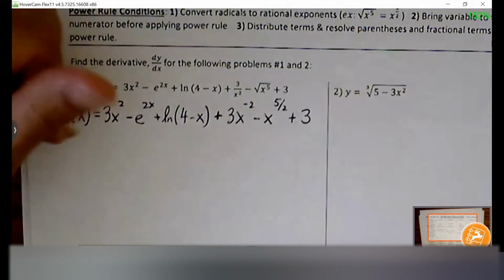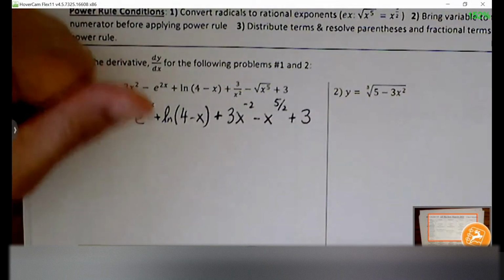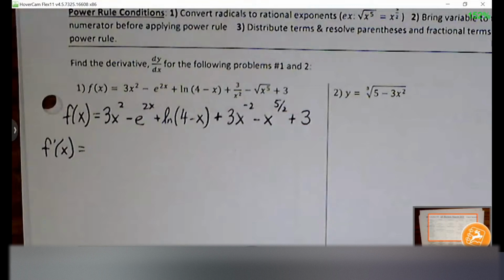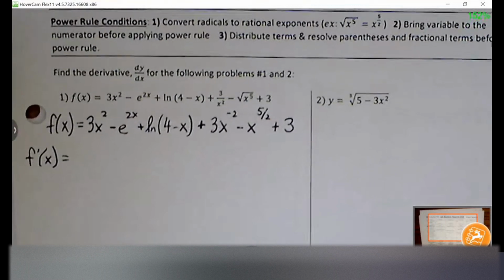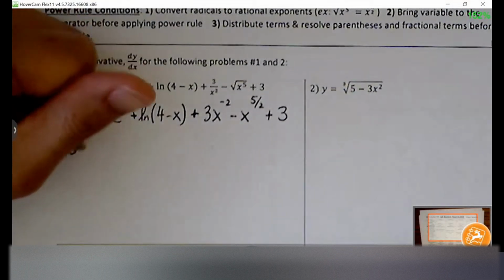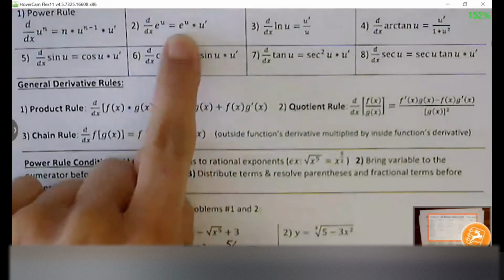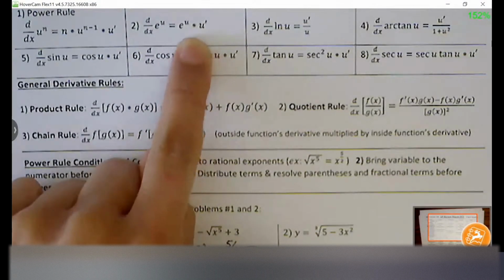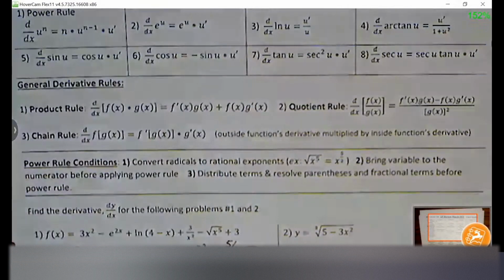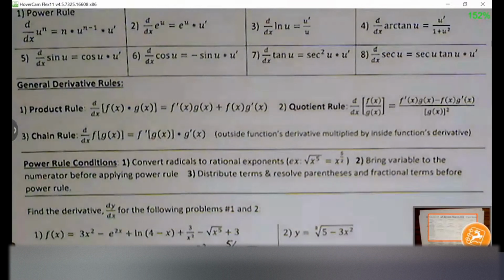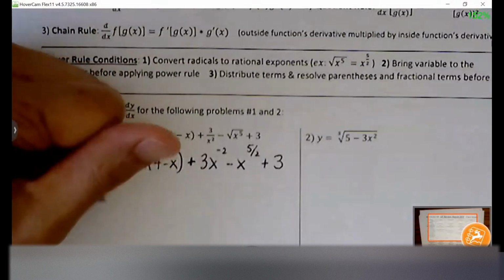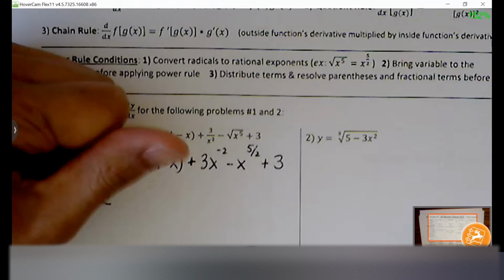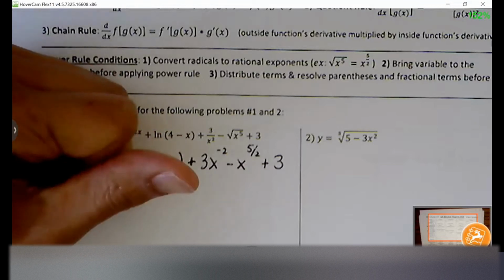I can apply the appropriate derivative rules for each term. Okay, so one term at a time, 3x squared becomes, yeah, power rule. e to the 2x becomes, good, yeah. The order, I normally start off with that u prime after, and then after I realize, oh, okay, I can move it to the front, then I move it to the front. But if you do it all in one step, no problems there either. But I'll just follow the rule and say e to the u times u prime. Yeah, a little bit of chain rule there.